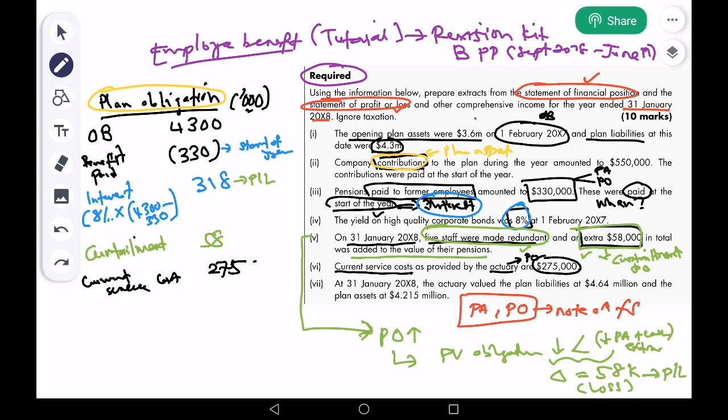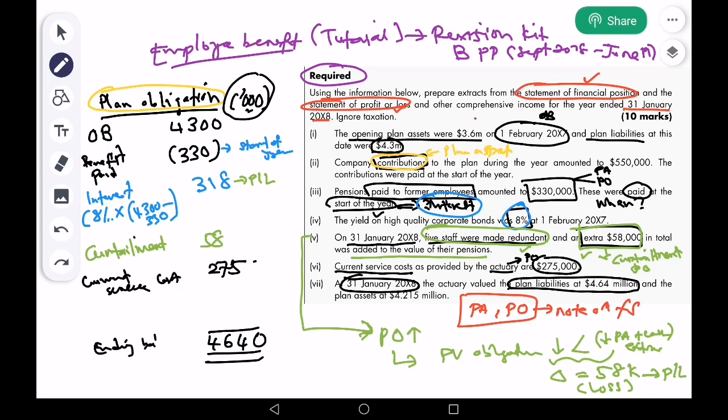So, as you can see here now, class, what will be the ending balance on the 31st January? The ending balance for the planned liabilities first. We are doing our obligation now. 4.464 million. Alright. So this is your ending balance for your SOFP for liabilities first, because this is made by actuary valuation.